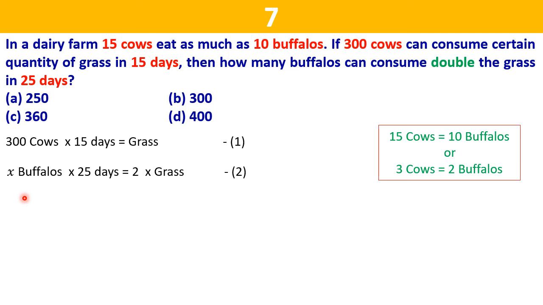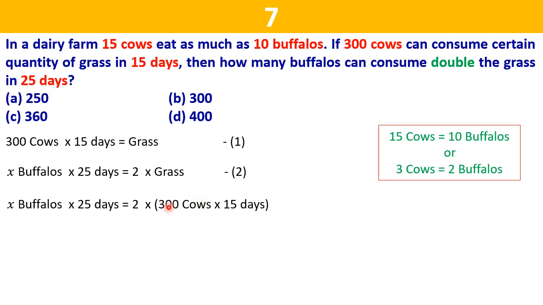Now here I will replace this grass with 300 cows into 15 days. So the equation can be further written as X buffaloes into 25 days is equal to 2 into 300 cows multiplied by 15 days. Now on this side of the equation there are buffaloes and on the other side there are cows, which will not work. So we should convert these cows to an equivalent number of buffaloes. As 3 cows are equivalent to 2 buffaloes, 300 cows will be equivalent to 200 buffaloes.